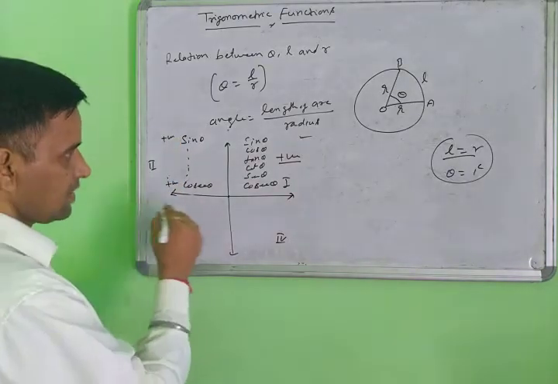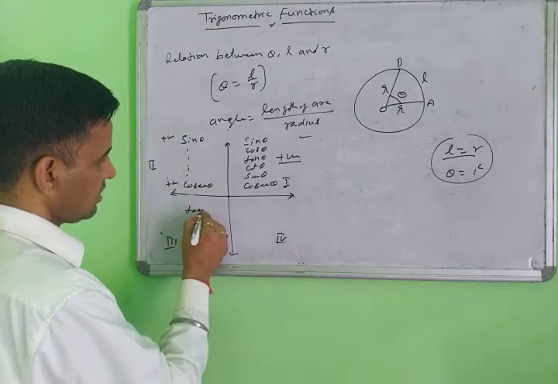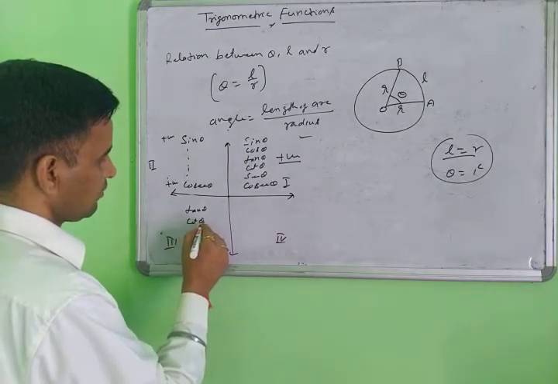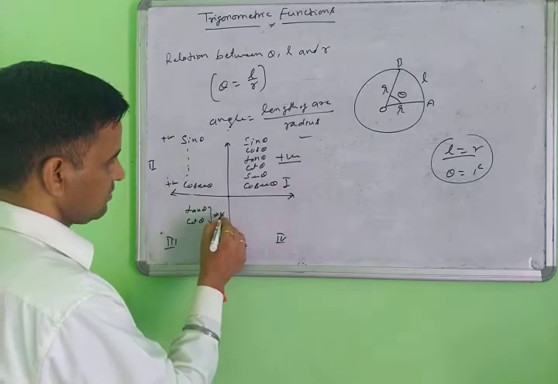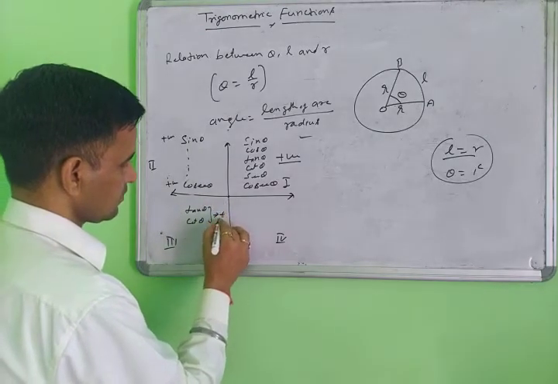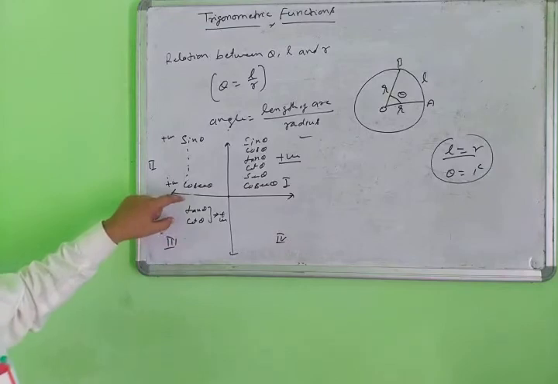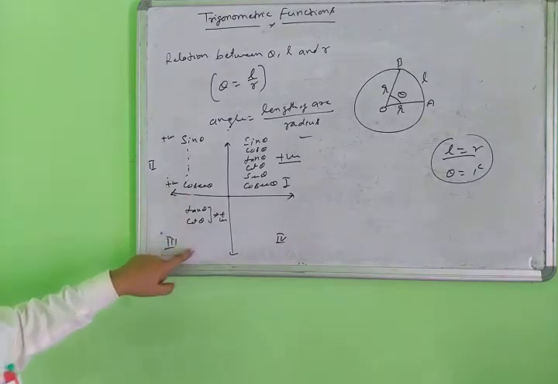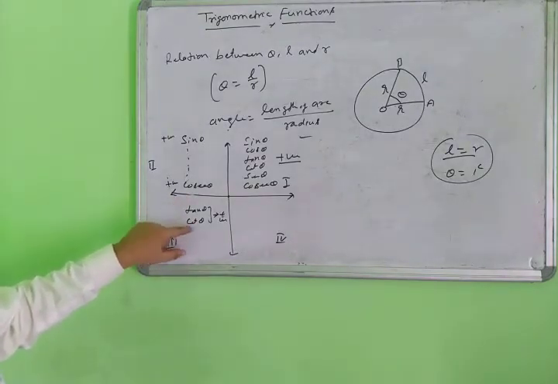Now come to the third quadrant. Here tan theta and cot theta are positive, both positive. The rest are negative, which means sin, cos, sec, and cosec are negative. Only tan and cot are positive here.